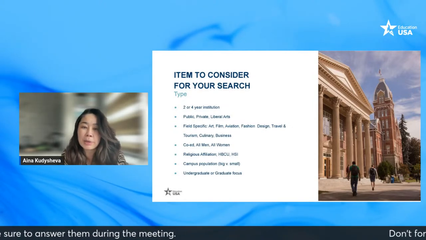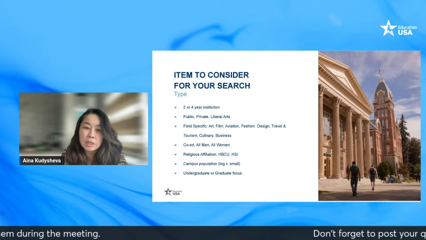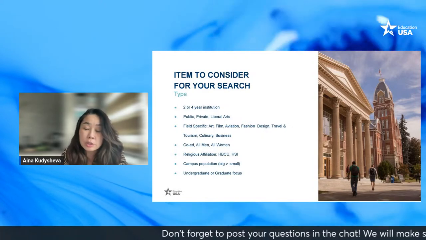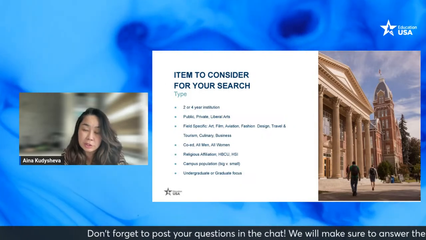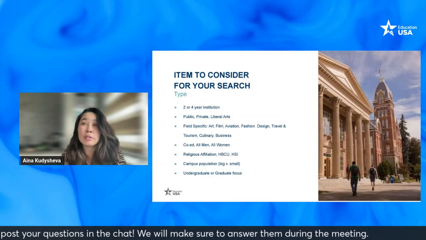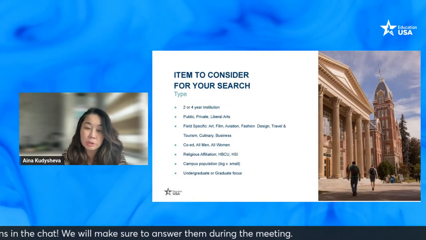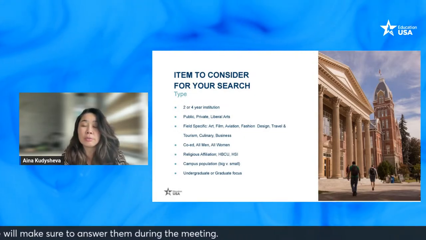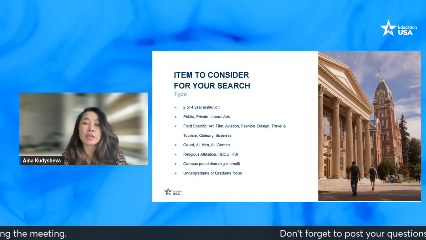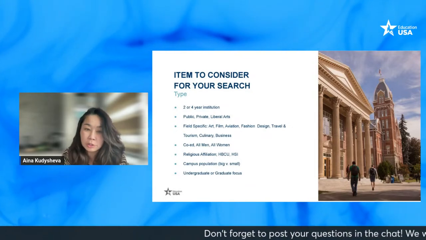Will it be public, private, or liberal arts colleges? You have to choose a specific field of your interest while you're applying to a university. You should understand if this field is top ranked or well developed in this university, and if your university has a college for it or just an educational program.